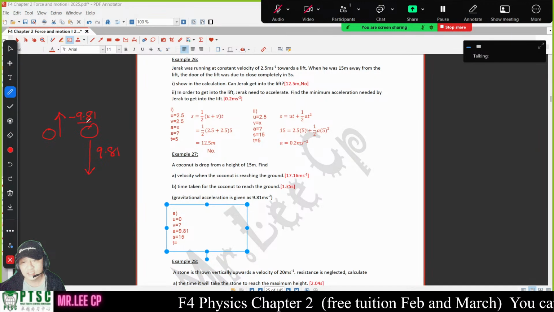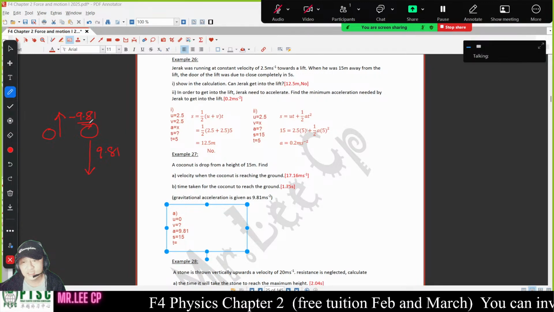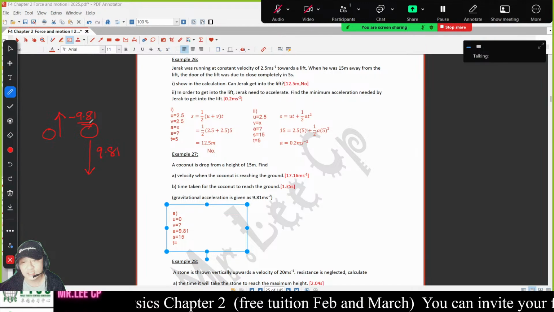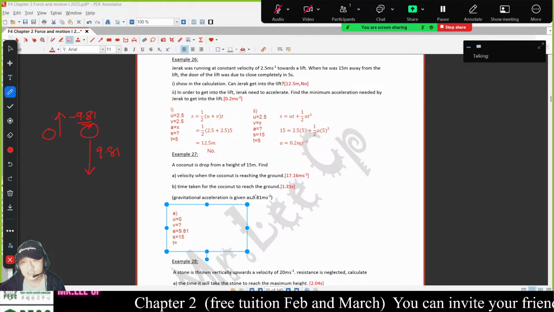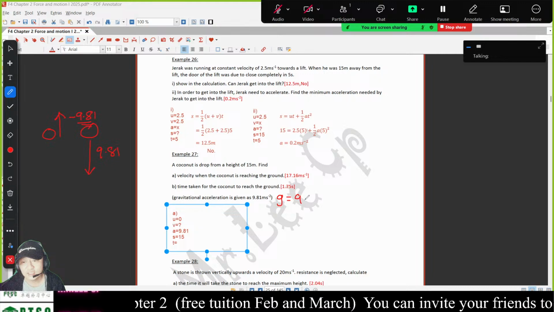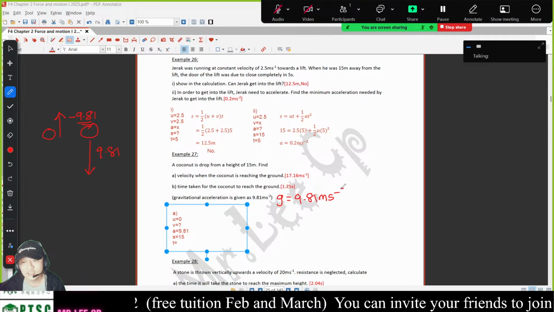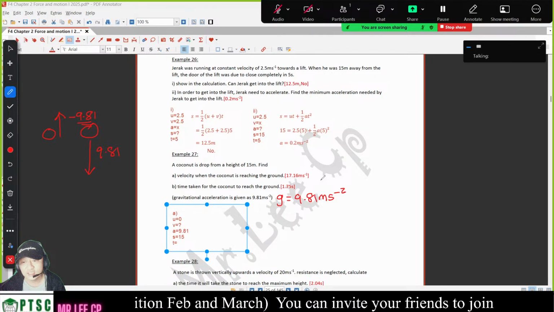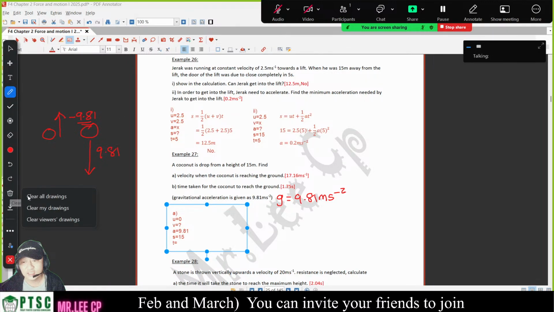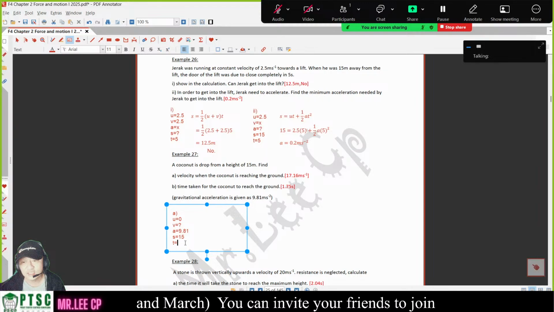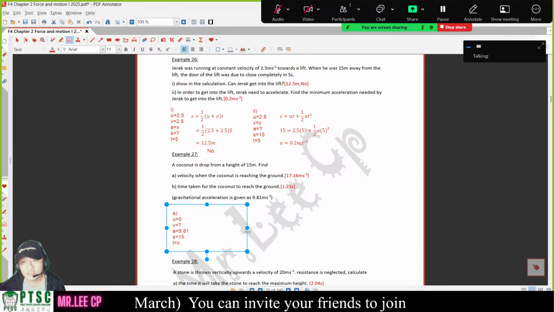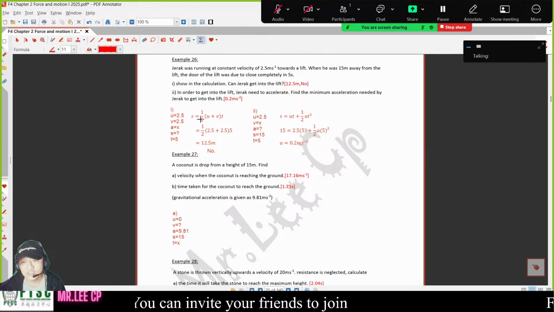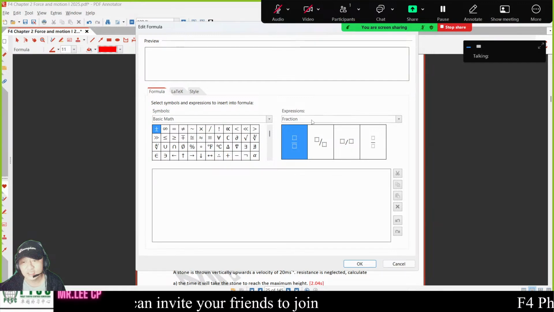Previously, we were using A as 10, right? But now, in the new syllabus, you are going to use G. This one is A, or you can also call it G. G is 9.81, gravity. Go upward, you use negative. Go downward, you use positive. Okay, T. We don't have T. No T, so we are going to use the fourth formula. V squared is U squared plus 2AS.